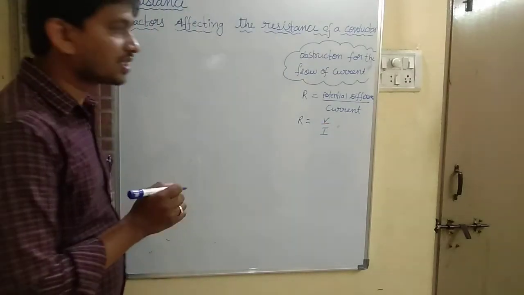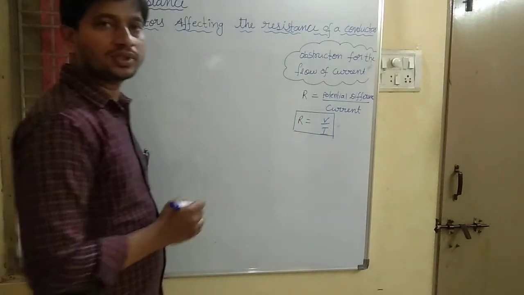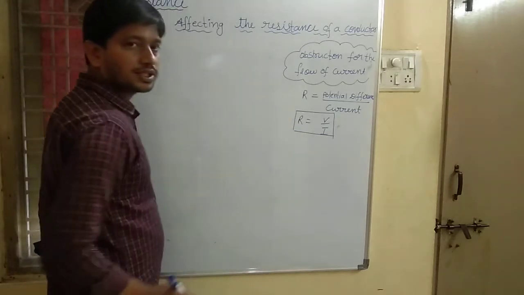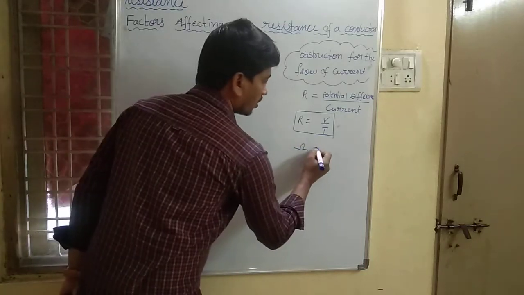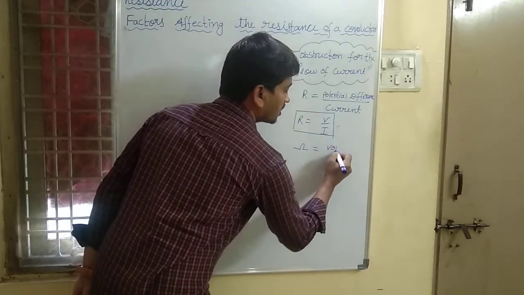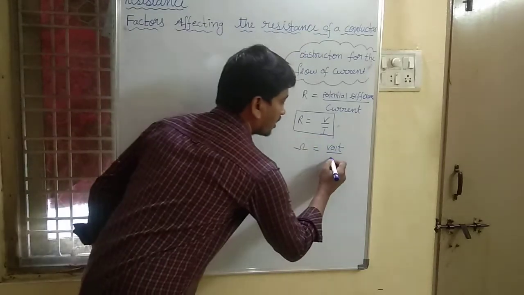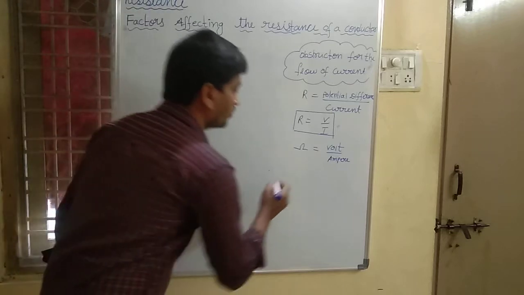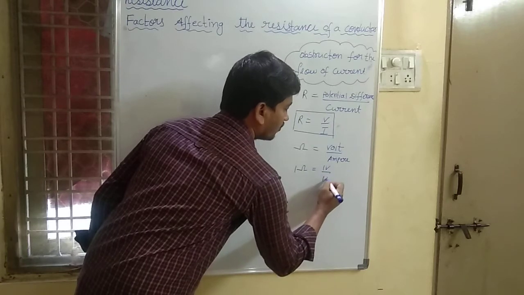So the formula for resistance is what? R equal to V by I. What is the SI unit of resistance? SI unit of resistance is ohm. What is the SI unit of potential difference? Volt, and SI unit of electric current is ampere. I mean 1 ohm equal to 1 volt by 1 ampere.